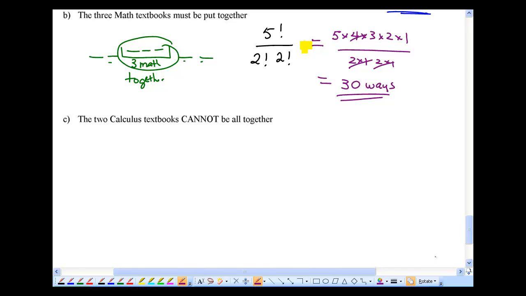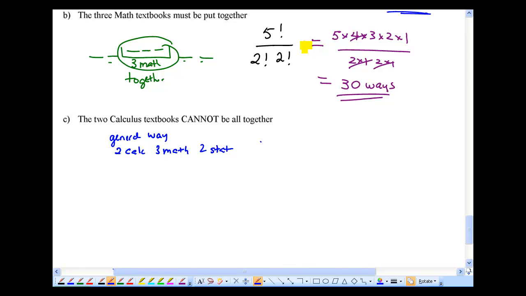Well, I think we should split this up into 2 different questions. Let's just treat it as a general question: how many ways can 2 calculus textbooks, 3 math textbooks, and 2 statistics textbooks be arranged on a shelf, in general? Just assuming 2 calc, 3 math, 2 stats. But that, of course, includes all the ways that they are together.